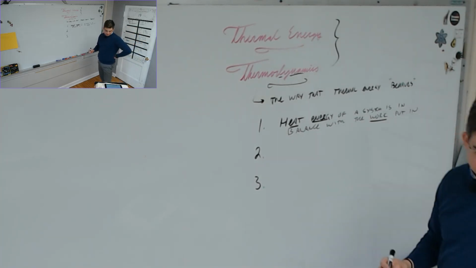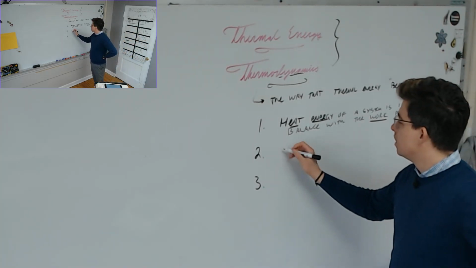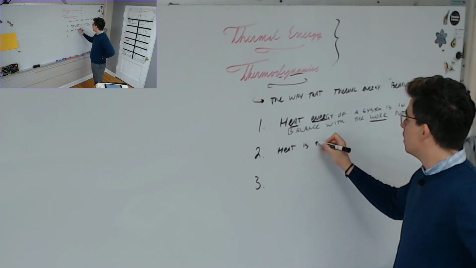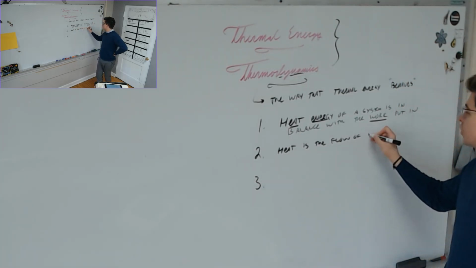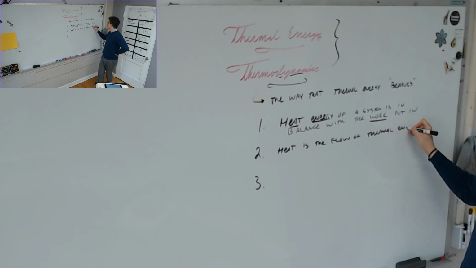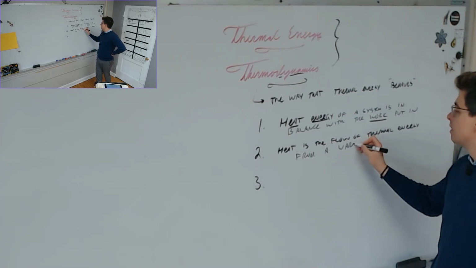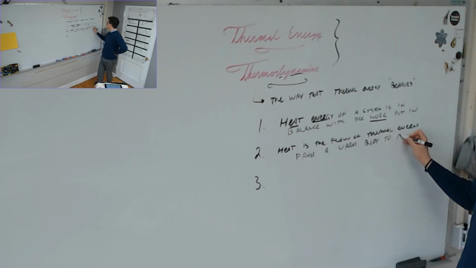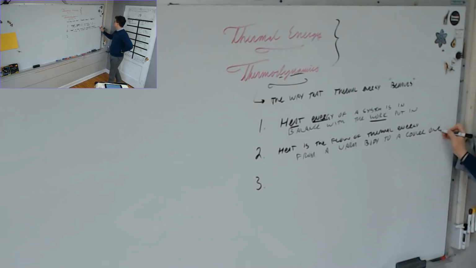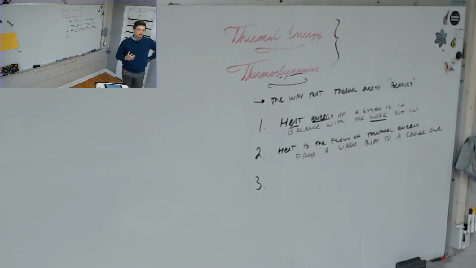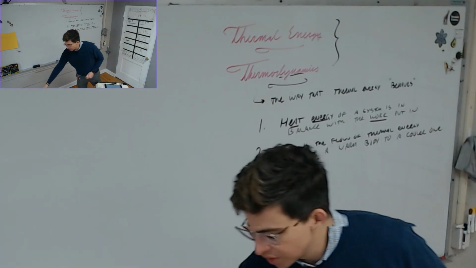The second law is that heat is the flow of thermal energy from a warm body to a cooler one. Basically, thermal energy is always flowing from something that is warmer to something cooler. And this, it's usually pretty self-evident, like usually we're pretty familiar with this in our daily life, but there are some times where it kind of tricks us.